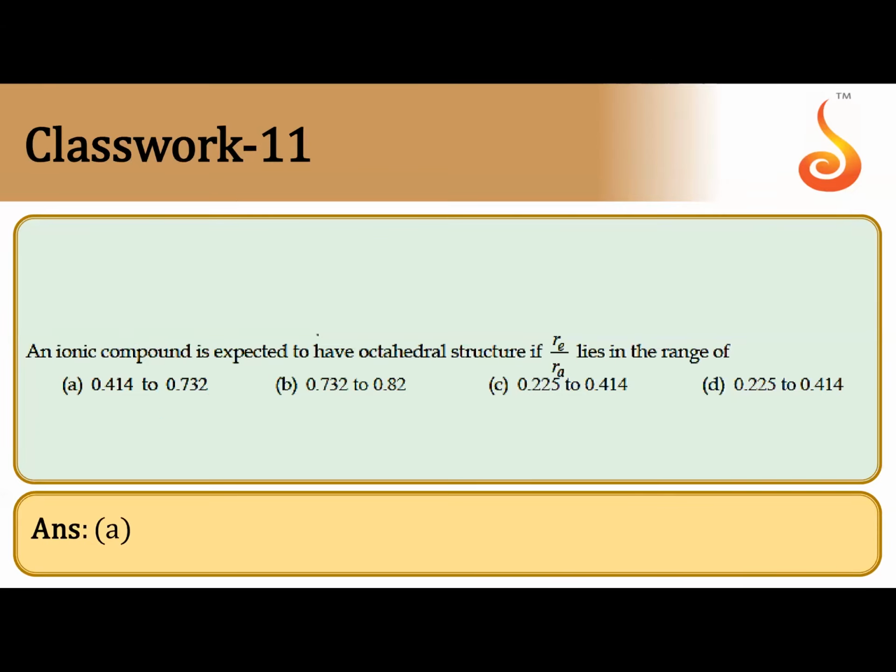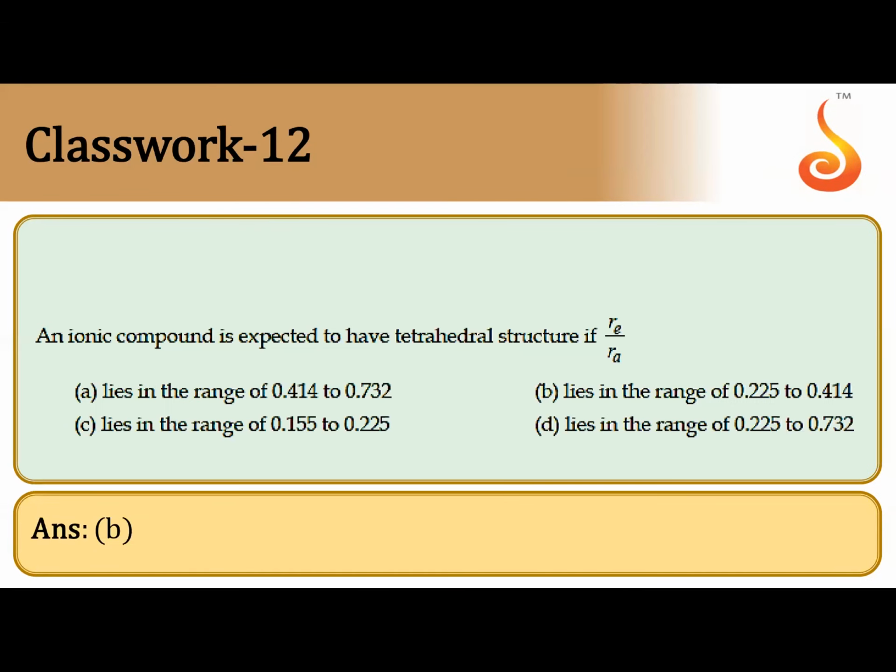Question number 12. Once again, the same type of question repeated. The ionic compound is expected to have tetrahedral structure. Tetrahedral structure means 0.225 to 0.414 is tetrahedral. Therefore, option B is the correct answer. Next question.